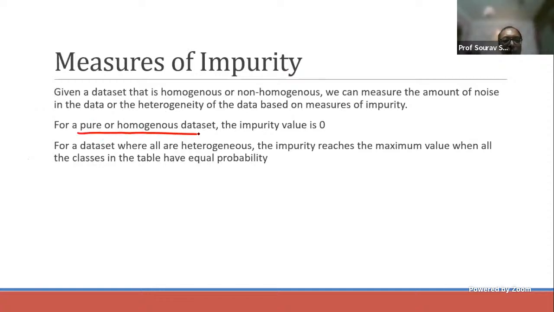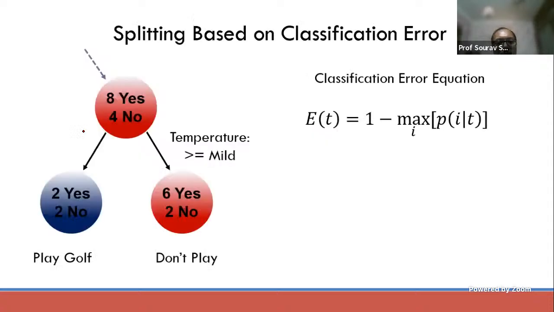Remember this thing, for a pure or homogeneous data set, the impurity value becomes 0. This is a little bit in contrast to the chi-square part which we had learned, where the higher chi-square value was better. But here we'll see how to measure the impurity. The lower the impurity, the better it is. The first one which we'll take is something called classification error. So here you see that there are 8 plus 4, 12 records.